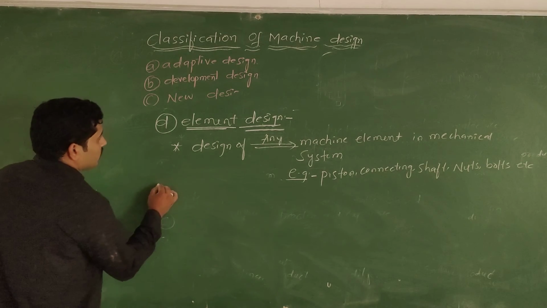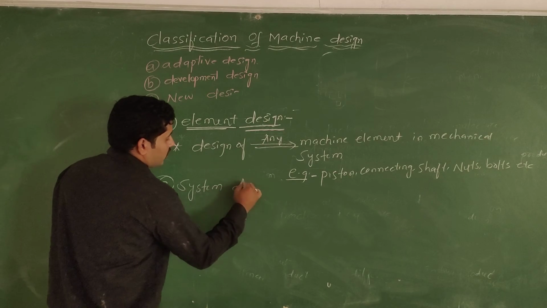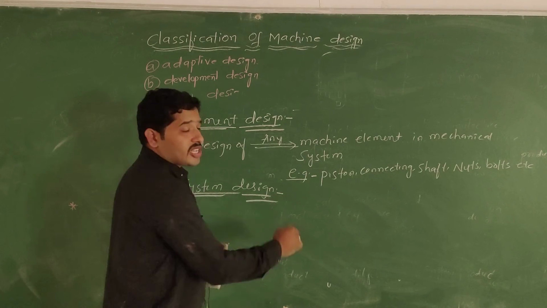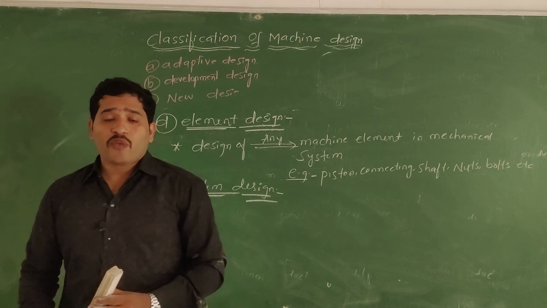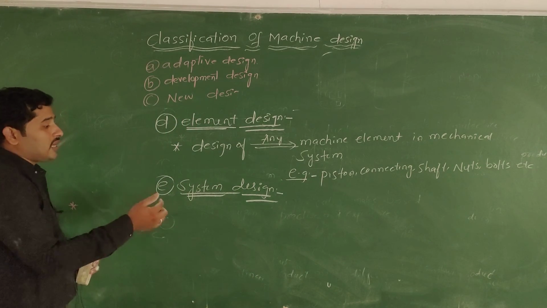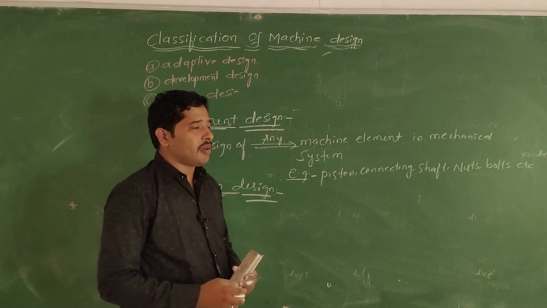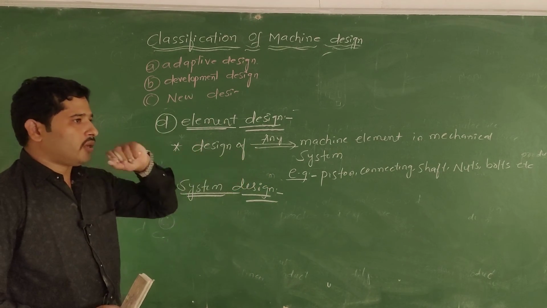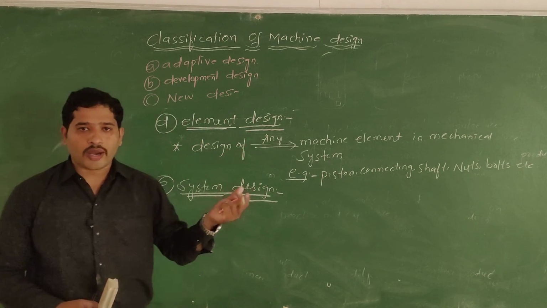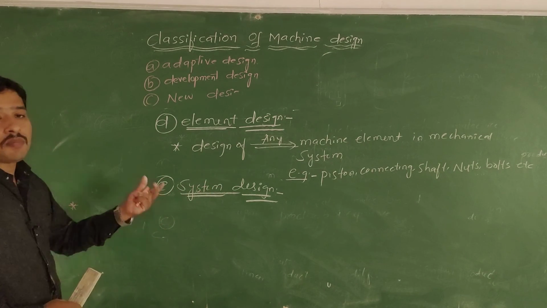What about the other one? We call it system design. In the system design, what are we doing here? We are making complex structures of the elements. The complex structure for making the model, for example a four-wheeler, car, lorry, tractor, JCB, earth mover. Those are examples of system design.